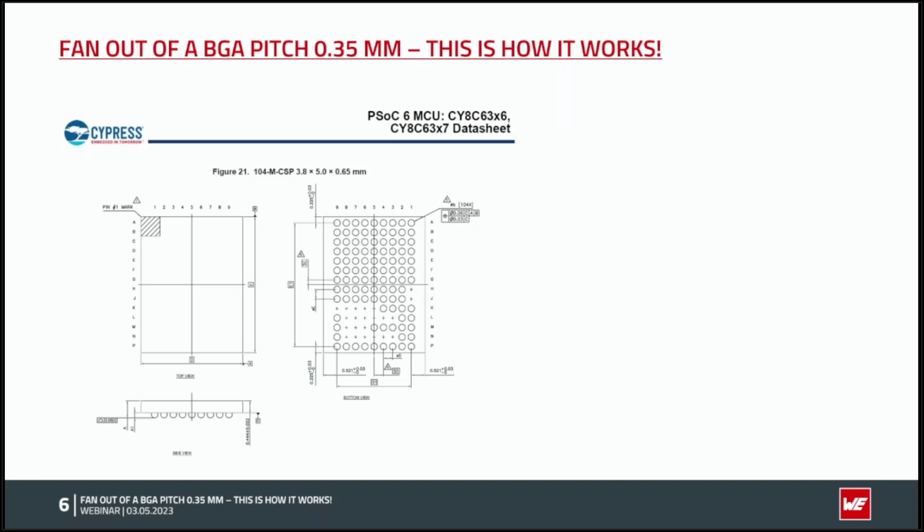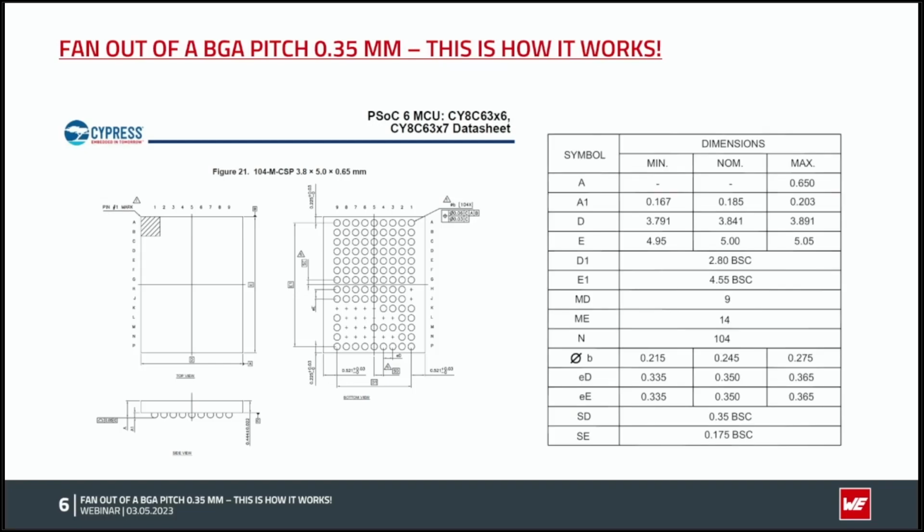While setting up the footprint, you need to take care of special information. For example, the diameter of the ball, of the BGA ball itself. In this case, we have a diameter of 245 microns, or also the pitch. And in this case, we have 350 microns pitch.